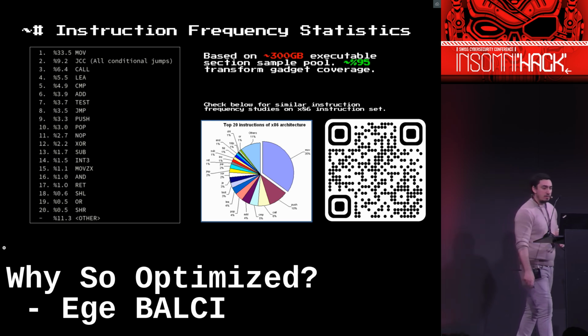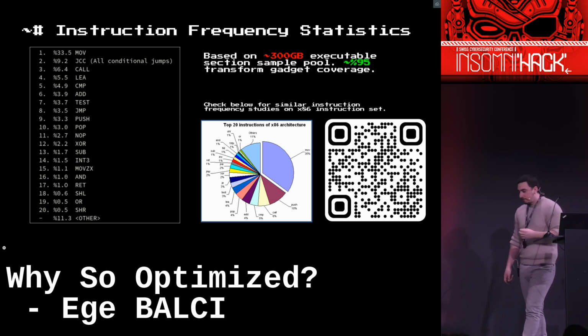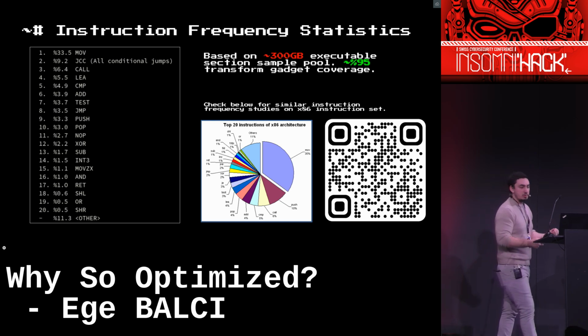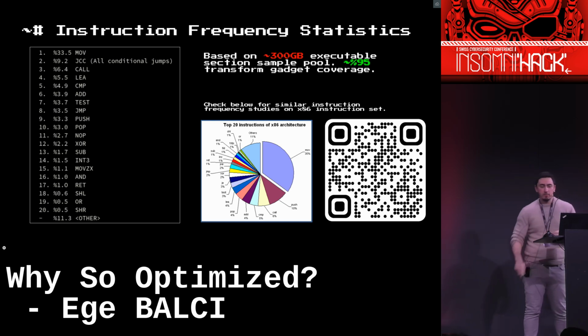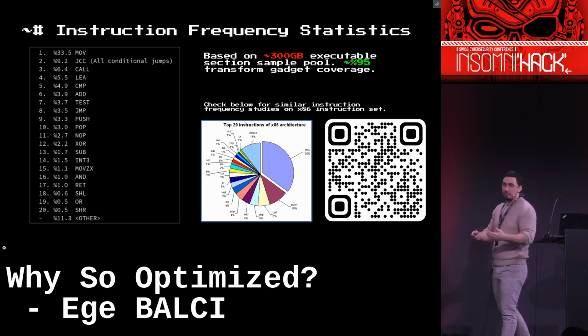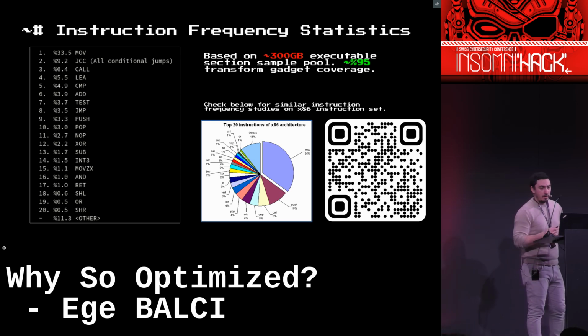And as you can see, in the first place, we have move with 33%. So this means every 1 out of 3 instructions in a typical program is a move instruction. So it is super frequent. So it is generated a lot by compilers. So if we can handle these top 20 instructions, you can effectively transform almost 90% of a program.